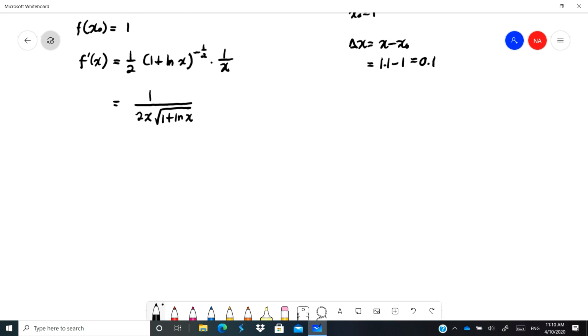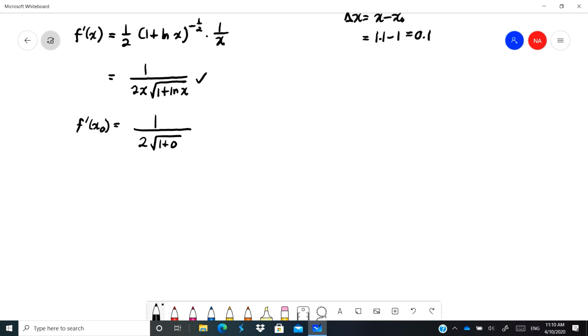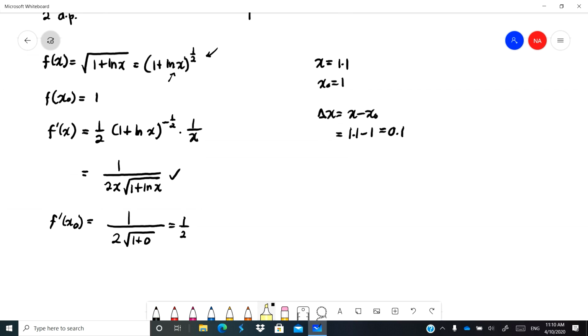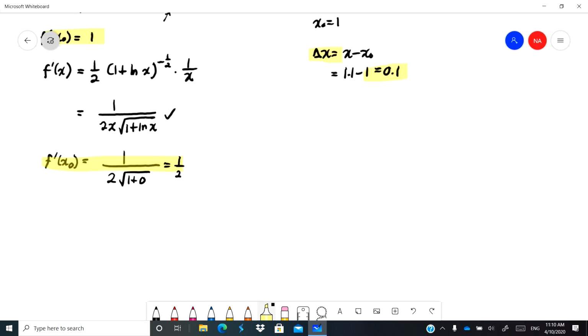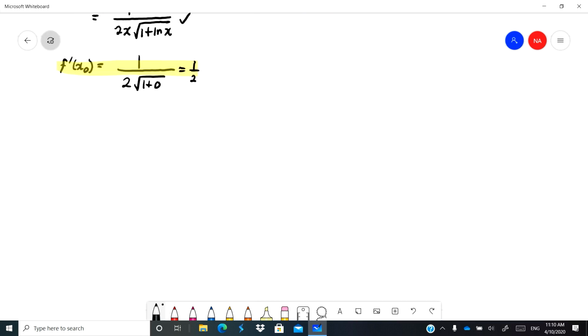Okay, so now I'm going to substitute the value of x naught into the function f prime of x. So I'll have f prime of x naught. I'm going to substitute the value of x with 1 inside this function. So I'll have 2 multiplied by the square root of 1 plus ln 1, which is actually 0. So I'll get 1 over 2. All right, so I already have f of x naught, f prime of x naught, and also delta x, which is 0.1. And then I'm going to substitute into the formula, where f of x is approximately f of x naught plus f prime of x naught times delta x.